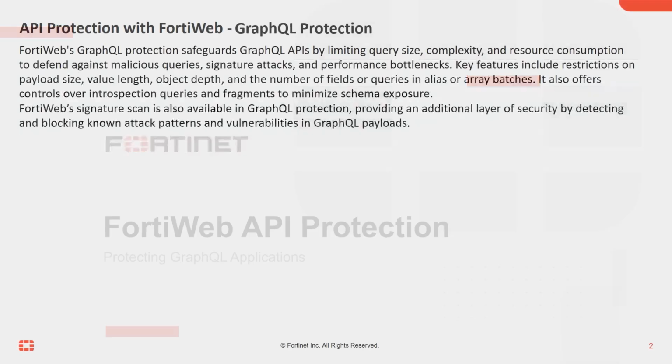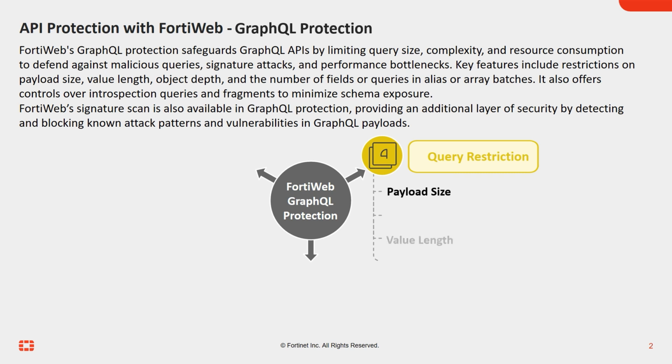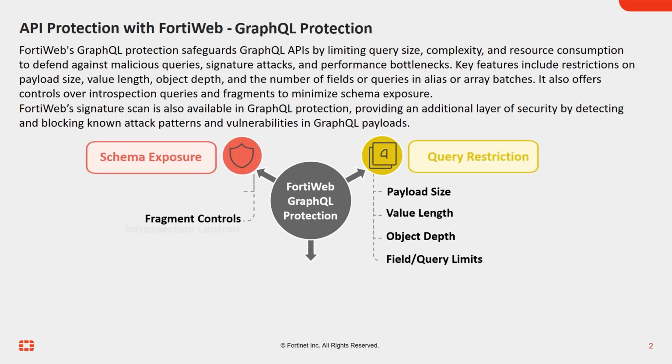In this video, we'll focus on FortiWeb's GraphQL protection feature. It safeguards GraphQL APIs by limiting query size, complexity, and resource consumption to defend against malicious queries, signature attacks, and performance bottlenecks. Key features include restrictions on payload size, value length, object depth, and a number of fields or queries in alias or array batches. It also offers controls over introspection queries and fragments to minimize schema exposure.